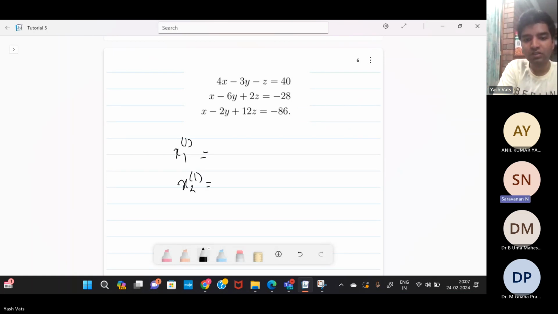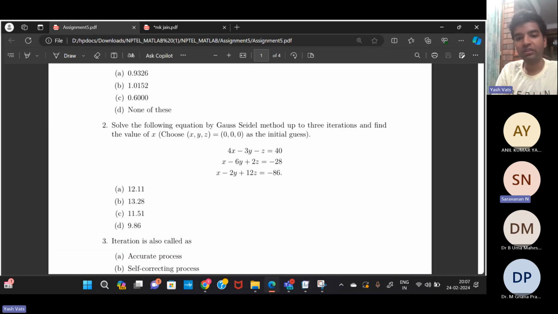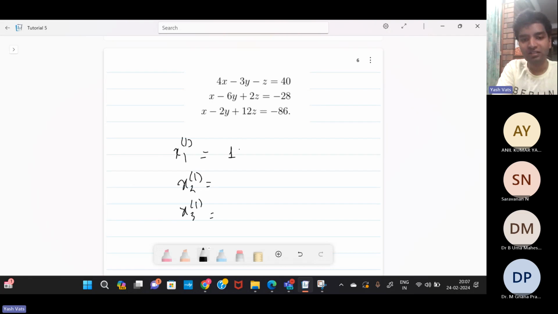X21 is 10. Have you calculated X1 using the Gauss-Seidel method? Yeah. In the first iteration, X1 will be with the 0 only. So it will be 10, right?